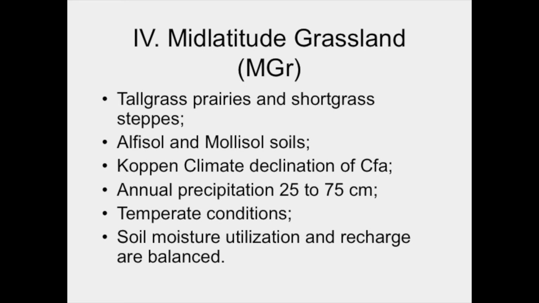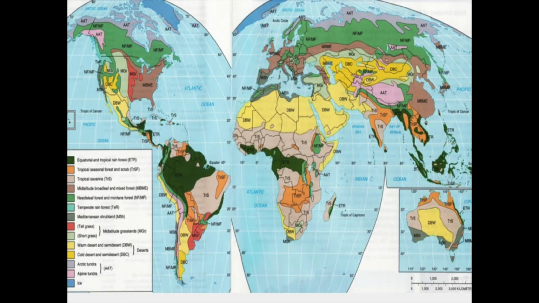Annual precipitation patterns range from 25 to 75 centimeters, and in terms of the temperature conditions, we recognize mild winters and warm, sometimes hot summers. The soil moisture patterns that are associated with these mid-latitude grassland environments demonstrate a very efficient usage with annual periods of recharge. Take a look at this graphic again and begin to familiarize yourself where the mid-latitude grassland environments are distributed.